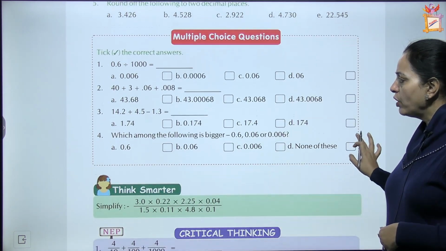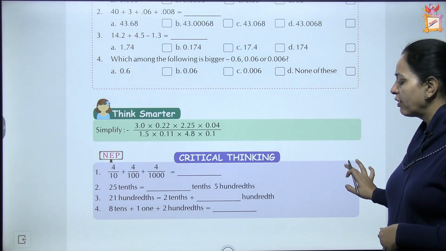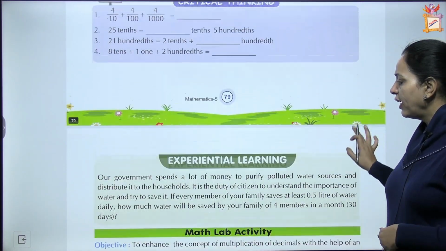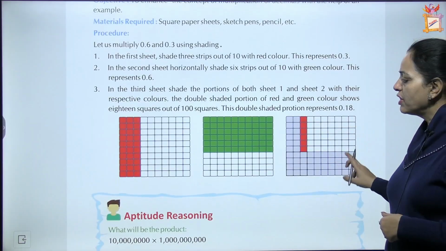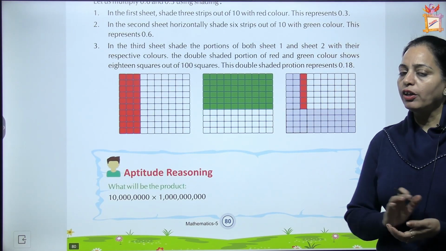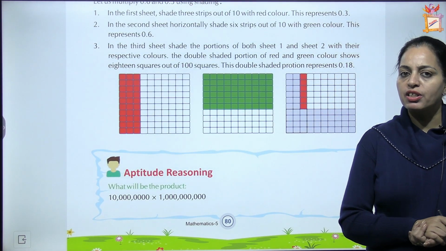And MCQs, we have Think Smarter and Critical Thinking, and the next is Experiential Learning, and one is Maths Lab Activity and Aptitude Reasoning. I hope the concept is very much clear to you.